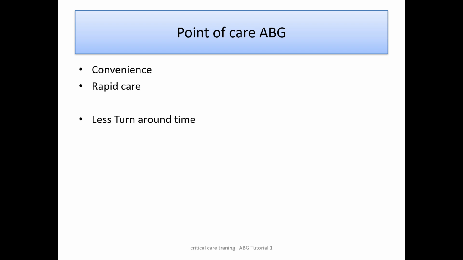As I told, avoid delay in processing. So if you have a machine in the ICU itself, there is rapid care, convenience, and less turnaround time, but you should have a clear indication. It should not happen that because you have point of care ABG machines, more samples are being done. That should not be the case.